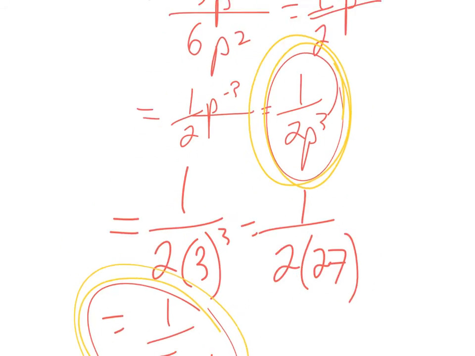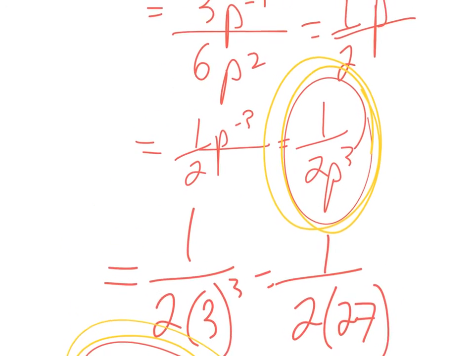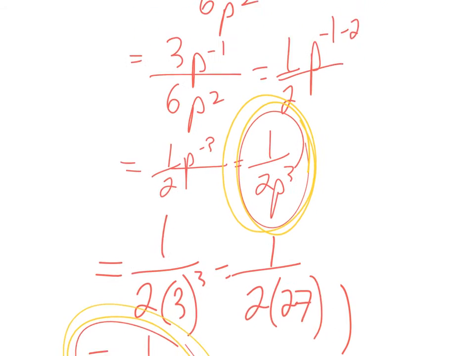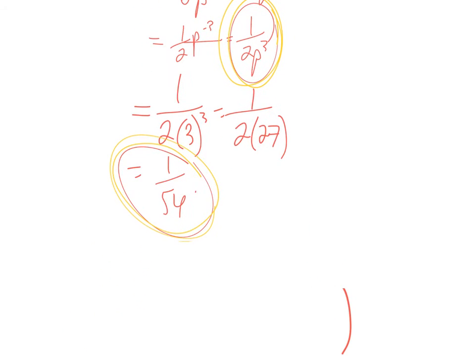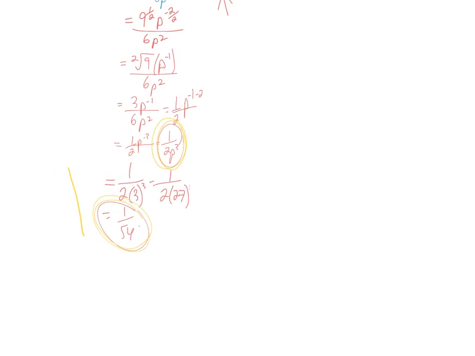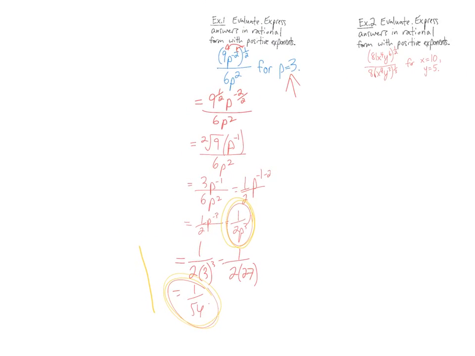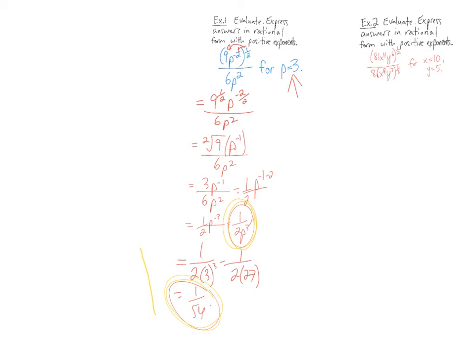And our simplified rational form with positive exponents expression becomes 1 over 2 p cubed. And I'll zoom out and we can see the whole process there. Example 1.